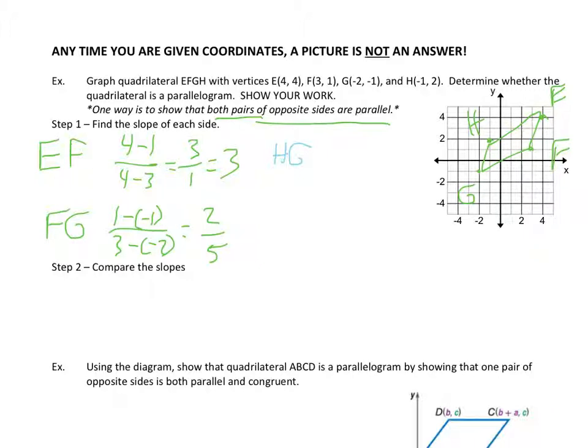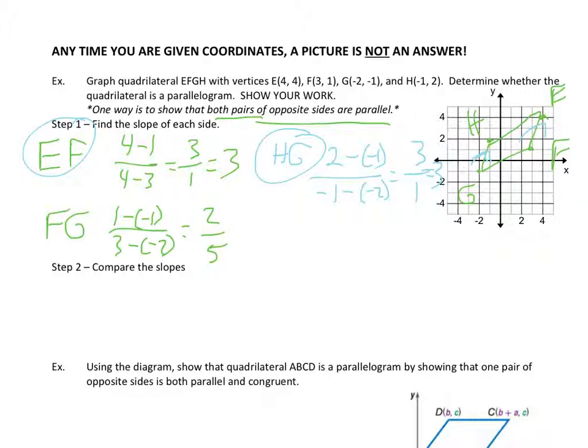HG is going to be 2 minus negative 1 over negative 1 minus negative 2. When we do that, we get 3 over positive 1, which is 3. Notice the slopes of HG and EF were the same. That means that segment is parallel to that segment.